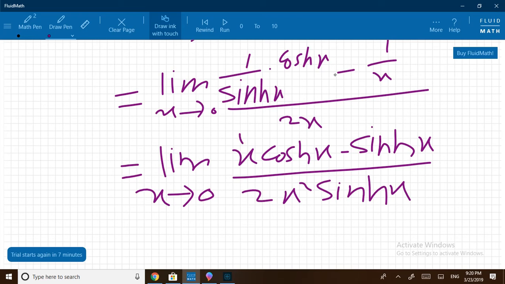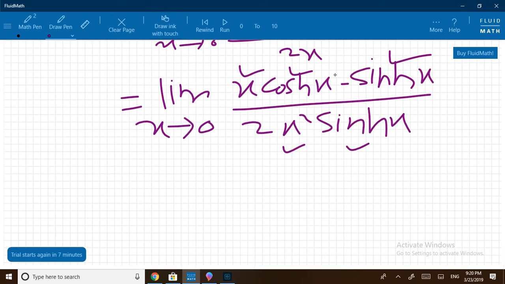So limit x approaches 0. This term converts into 0, and of course this is again 0, so 0 minus 0 is 0. When we apply the limit over here, x approaches 0, again 0. So this means that it is again 0 divided by 0 form. So if it is 0 divided by 0 form, what will we do?